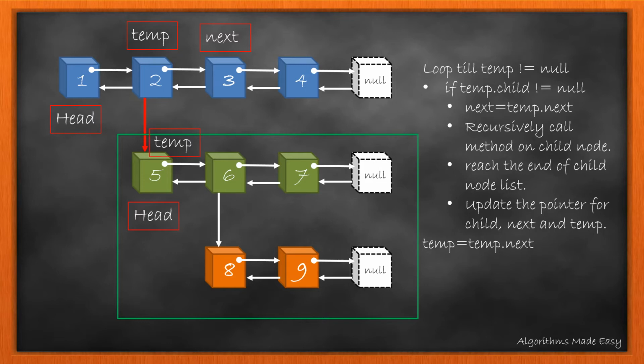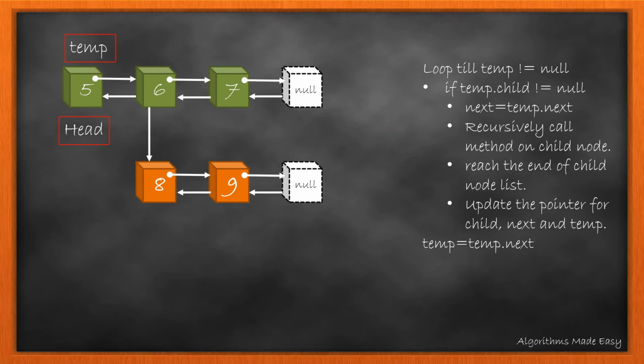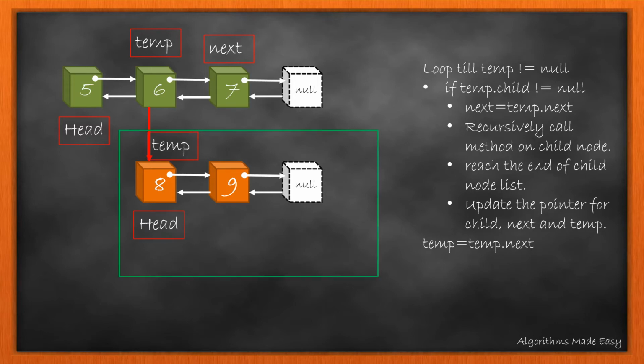So when we call the method on this child, it is itself an input with head as 5. So we again take a temp variable pointing to head. Let's forget about the rest of the list and just focus on the internal list. We move to the next link 6 and it again has a child. So again we call the method on the child 8 and store the next link in a variable. We assign temp and move till temp is not null. As temp becomes null, we simply return head.